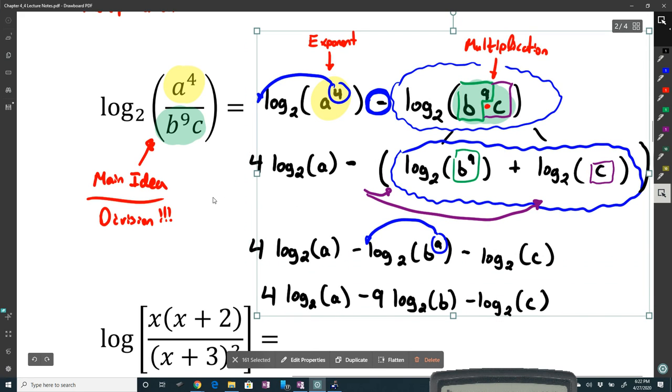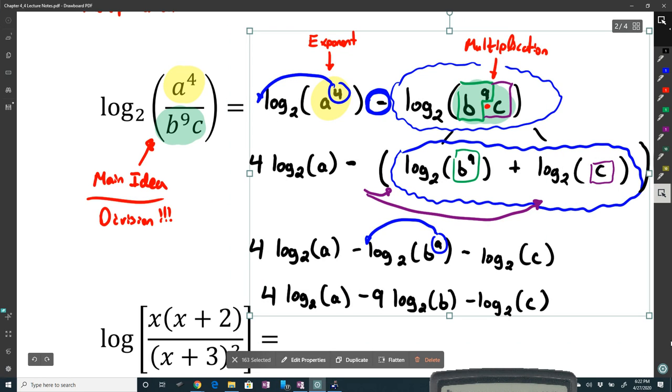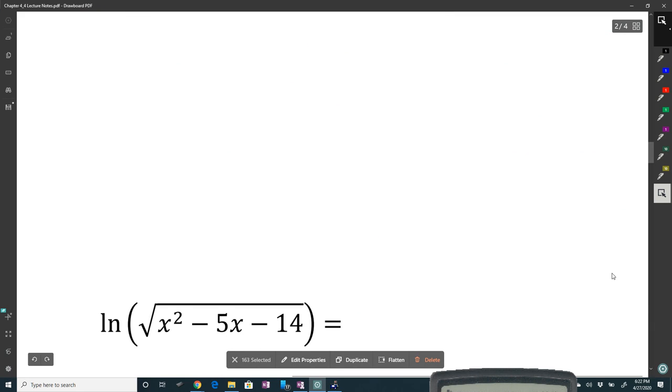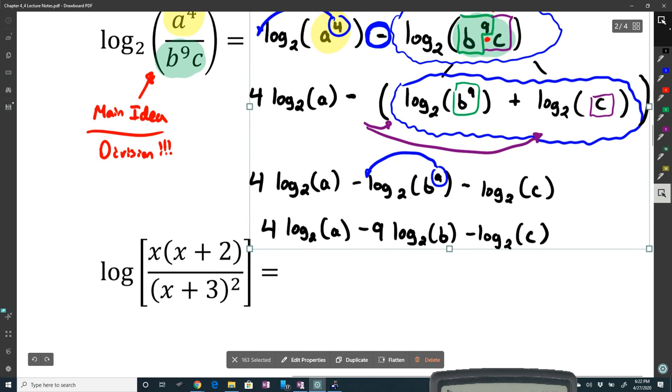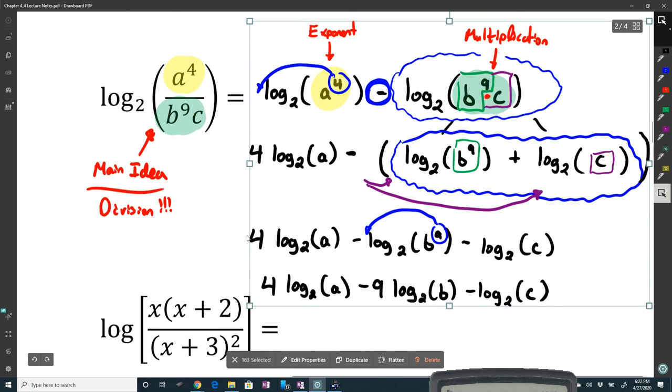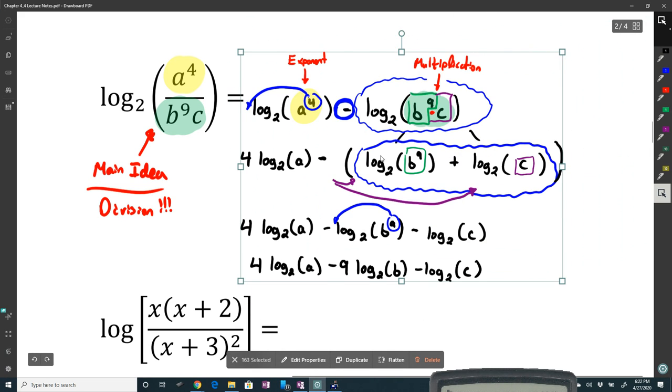I keep on missing those 4s. Why do I keep on missing those 4s? There we go. All right. Okay, I was trying to figure out what happened. My bad.